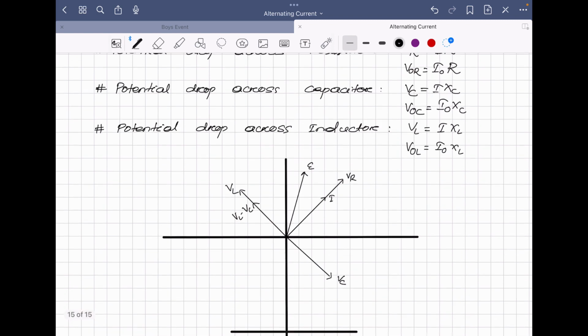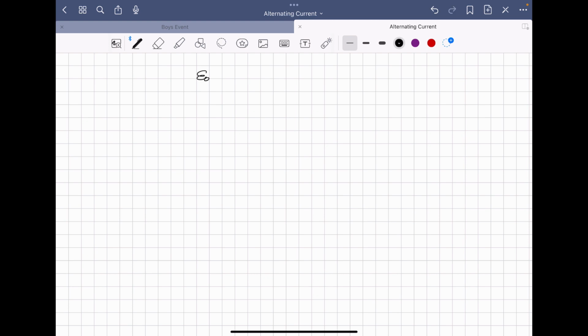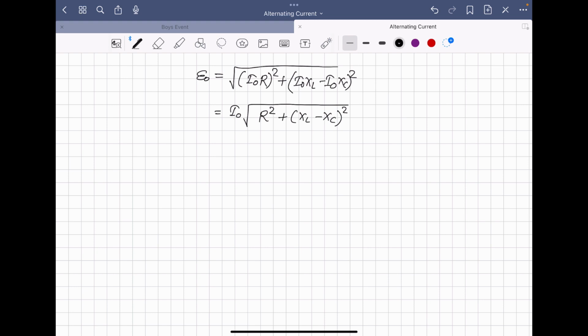In place of V naught R we can write I naught R. In place of V naught C we can write I naught XC. In place of V naught L we can write I naught XL. Then just put that in and we have to find the impedance. Hence, E naught can be written as under root I naught R square plus I naught XL minus I naught XC whole square. So here you can take I naught common, or I naught becomes E naught upon under root R square plus XL minus XC whole square. Here the denominator term is our impedance, that is the net opposition offered by the series LCR circuit.